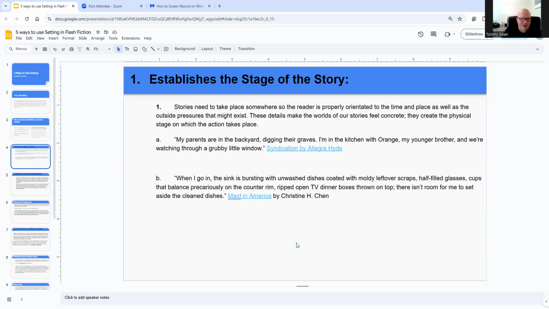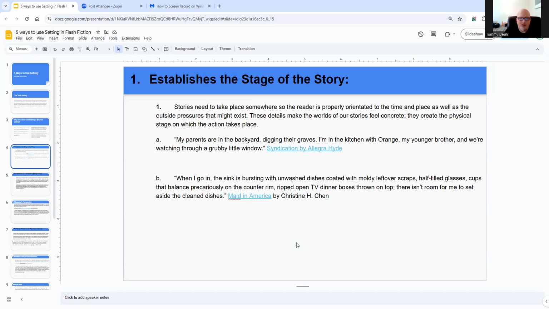And a second example, when I go in, the sink is bursting with unwashed dishes, coated with moldy leftover scraps, half-filled glasses, cups that balance precariously on the counter rim, ripped open TV dinner boxes thrown on top. There isn't room for me to set aside the cleaned dishes.